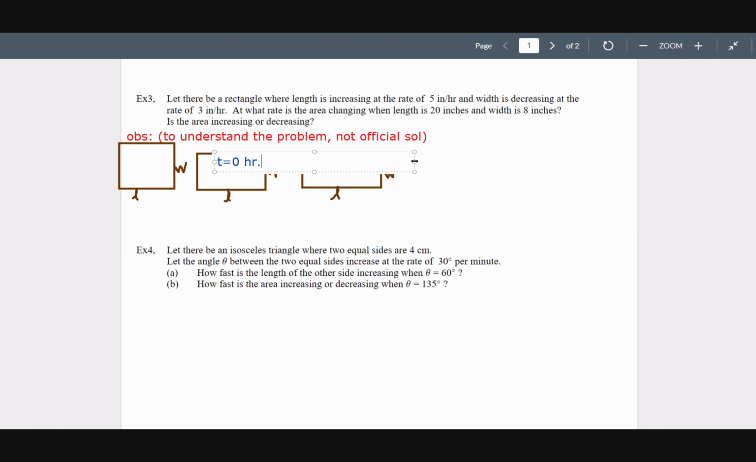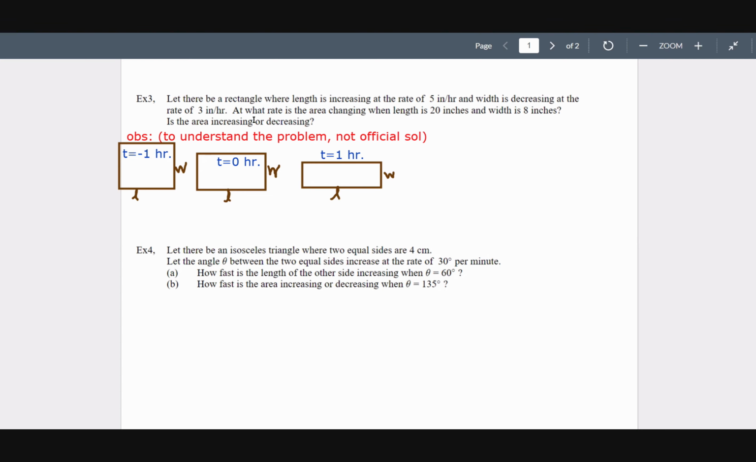And then the second one, the one on the right, why don't we say that this is when t is equal to 1 hour. And then the rectangle on the left is how the rectangle looks when t is equal to minus 1 hour. So for some kind of a time scale, we have this. And then this is how it goes.